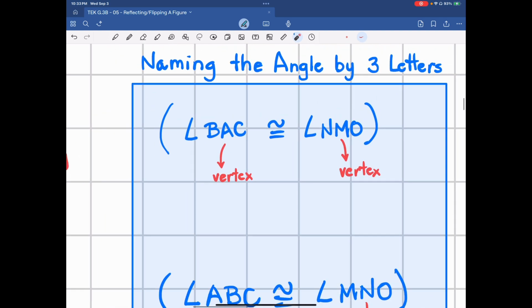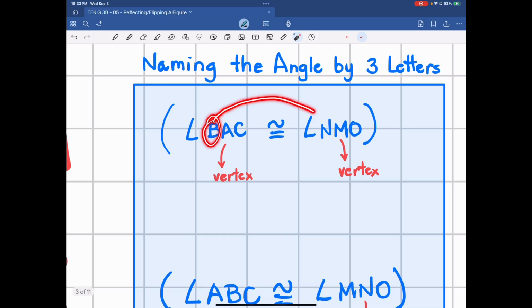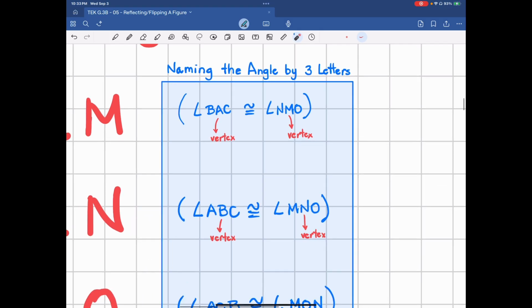Notice, wherever you see a B, on the other side of the congruent sign, you're going to see an N. Wherever you see an A, you're going to see an M. And wherever you see a C, you're going to see an O. That's because these are corresponding vertices. They have to appear in that same order. So the vertex that matches with B is N. So if B is first, N is first. So look down here. If B is second, what do you think is second over here? N. It has to be. And so A right here is in the middle, and M is in the middle. These are your corresponding vertices.